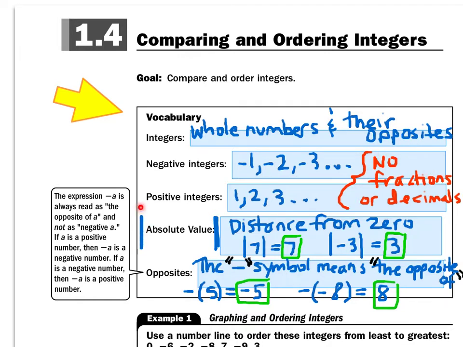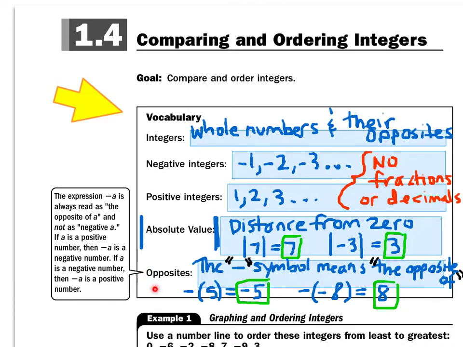Now, absolute value is really, really important. Absolute value, the symbol looks like parentheses that have been straightened out. All right, and it means find the distance from 0. So if I want to know the absolute value of 7, I would say it's 7 because it's 7 steps away from 0. Or if I want to know the absolute value of -3, well, it would just be 3 because it's 3 steps away from 0.